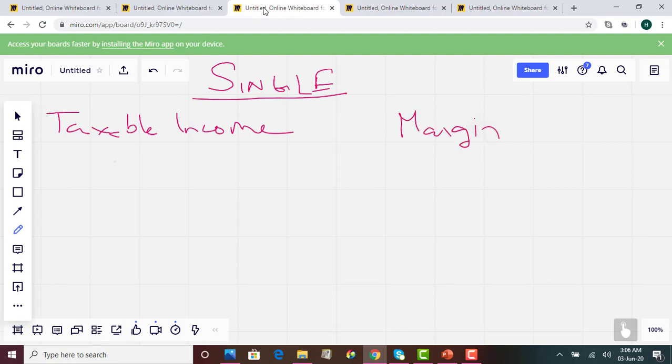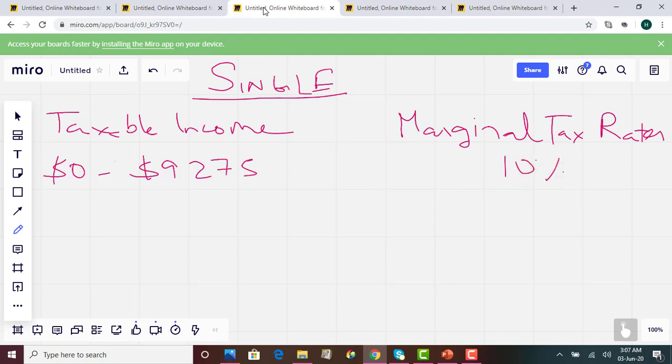Okay, so we have the taxable income and we have the marginal tax rates. Okay, so from 0 to 9275, your marginal tax rate is 10%. From 9276 to 37650, your tax rate is 15%.